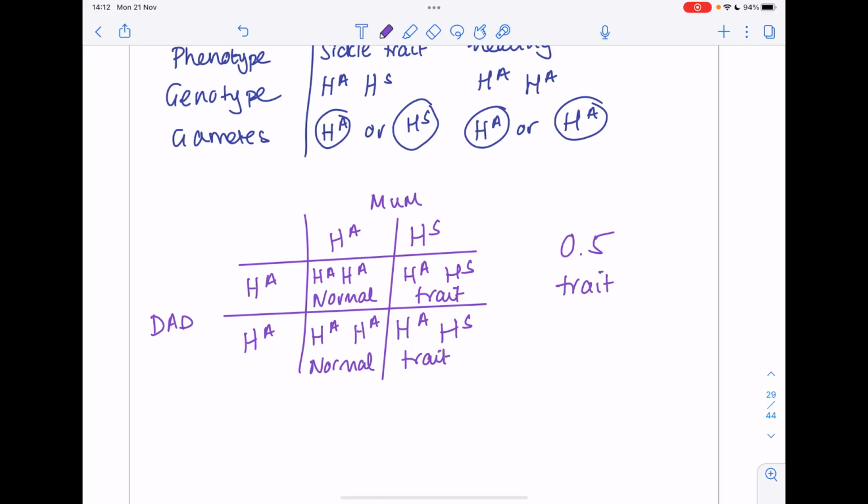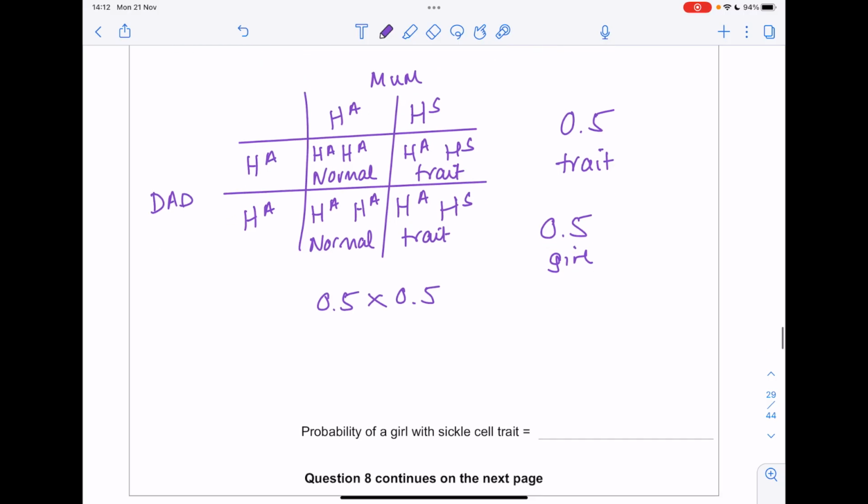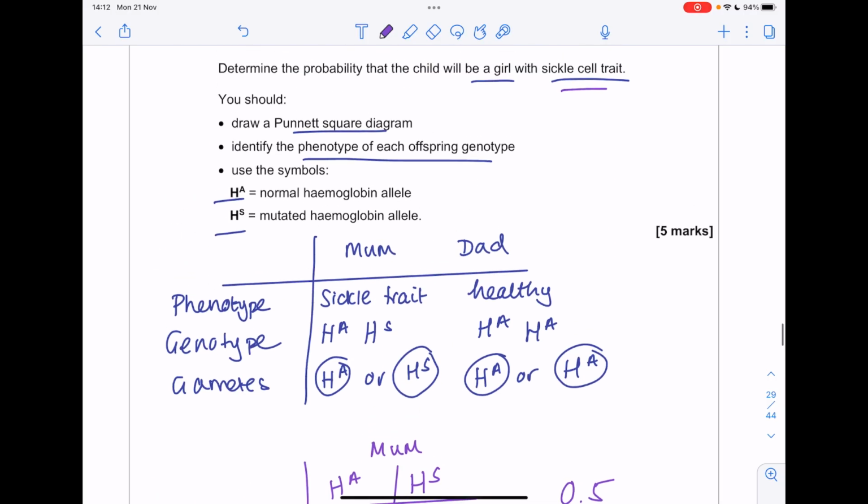But remember, we needed it to be a girl. So there's a 0.5 chance of the child being a girl. So you need to multiply those two numbers together to make sure you have both a girl with the trait, to get 0.25 as your answer. Just double check you've done everything.